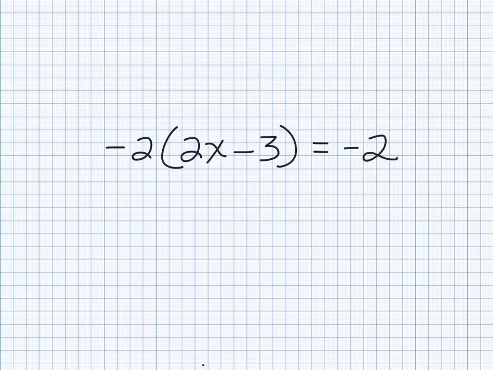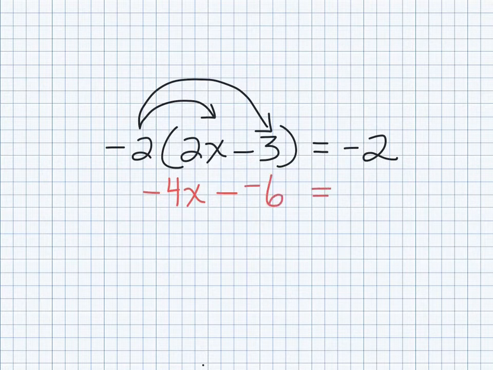What if I have a situation that looks like this? So in this scenario, I actually have the opposite of two groups of 2x minus 3. So you can actually distribute that negative 2 to each term inside the parentheses with what we know about the distributive property. So I end up with negative 4 pouches minus negative 2 multiplied by 3, which is a negative 6, equals negative 2. I only distribute to the items directly next to the factor outside parentheses. So here, from what we've learned before, this is equivalent to negative 4x plus 6 equals negative 2.